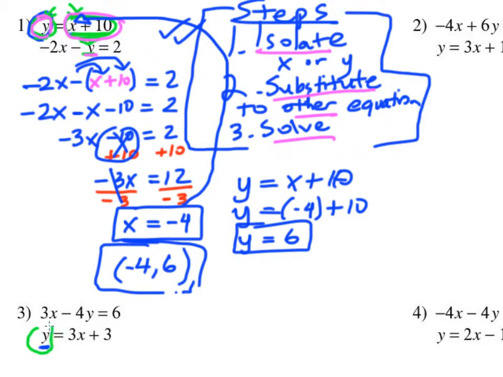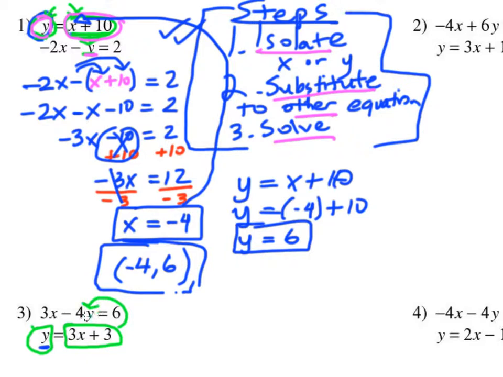y is the same as 3x plus 3. So anywhere I see this y, I can write 3x plus 3 instead, and no one knows the difference because they're the same. So number 3, let's go ahead and do that.